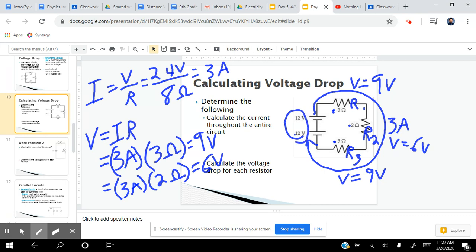And the good way to check to see if you did this right is, do my voltage drops actually add up to 24? 9 plus 9 plus 6, sorry, that got really messy there too, is going to give you 24 volts. Okay, so that's a good way to check your answers if you're ever figuring out voltage drops.